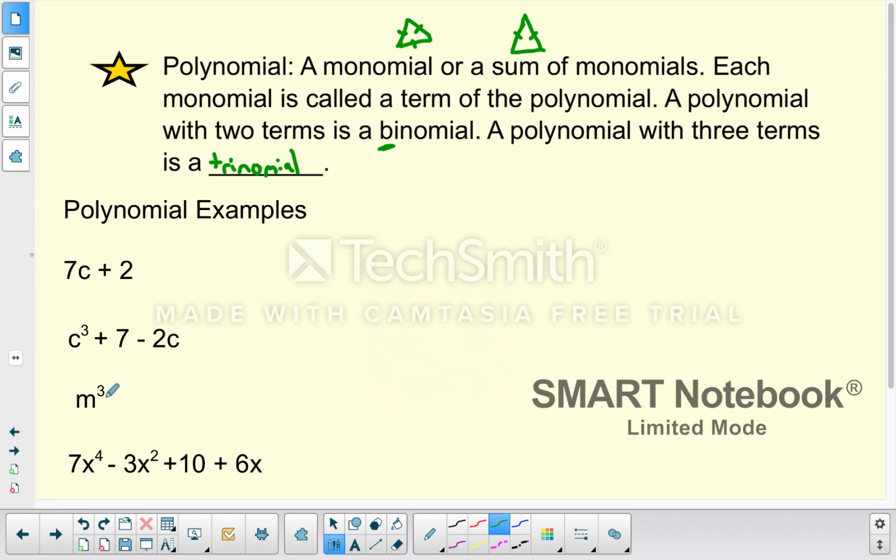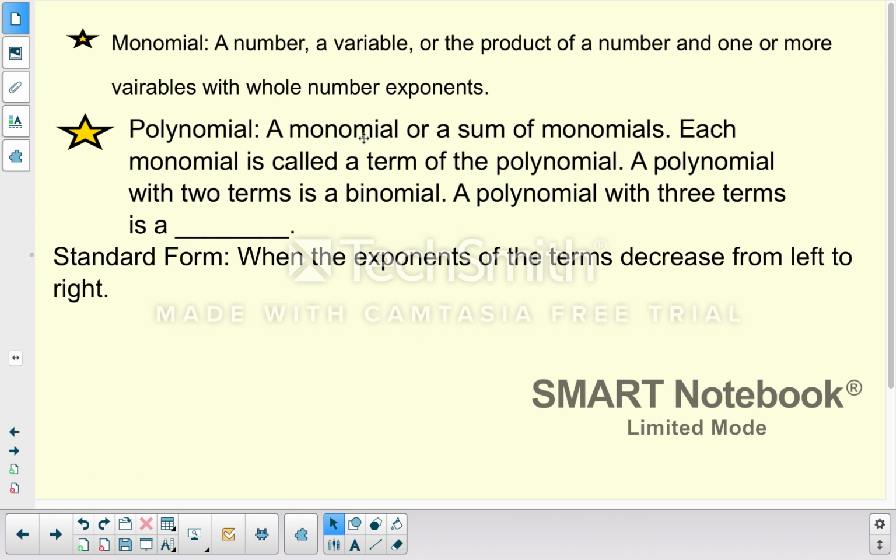So that's a trinomial. There's another, what would we call this? Monomial, right? One term. And then this right here, this is a polynomial with, it looks like, 4 terms. So it wouldn't be anything pertinent to these words up here. But these are all polynomial examples. All right, so again, we should know a polynomial is a monomial or a sum of monomials. And we've got binomials, we've got trinomials, we've got monomials.